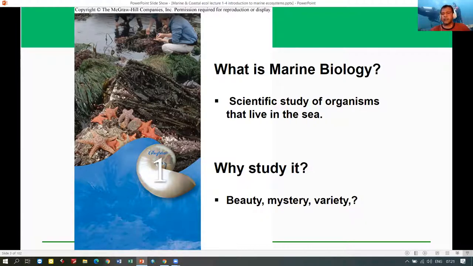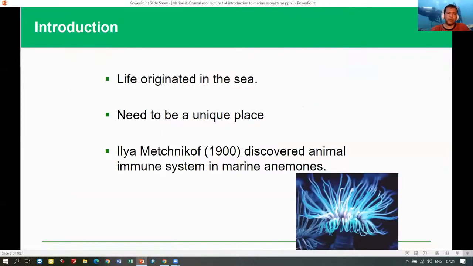And the other thing is the variety, how diverse the environment is within the marine realm, right? Those are some of the reasons that we learn marine ecology as a subject. But other than that, historically, there are many reasons why we should learn marine ecology. One of the best is that life originated in the sea, as we know by now.